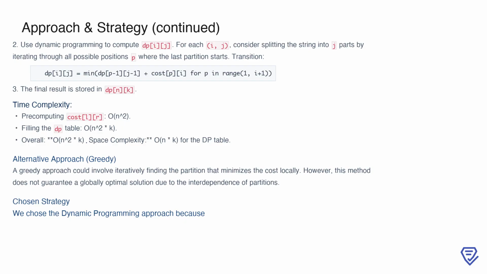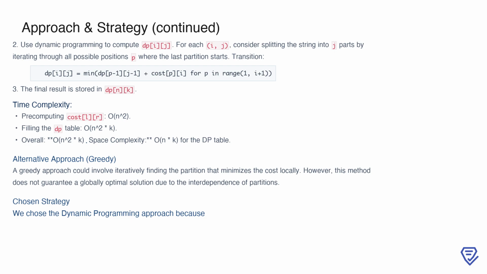To achieve this, the algorithm precomputes cost[L][R] for all substrings using a two-pointer approach, which simplifies the process of checking palindrome properties. The time complexity for precomputing the cost values is O(n^2), and filling the dp table requires O(n^2 * k), leading to an overall complexity of O(n^2 * k). This is a significant improvement over the brute force approach. In terms of space complexity, the dp table requires O(n * k), which is manageable.